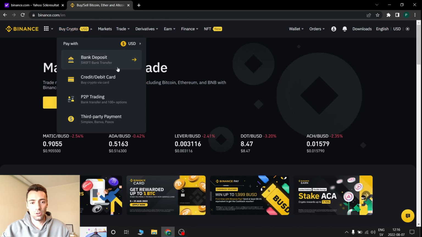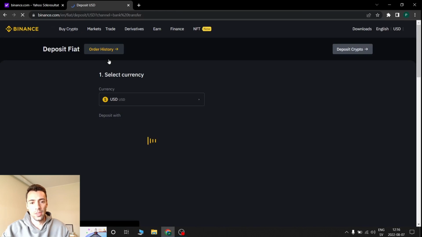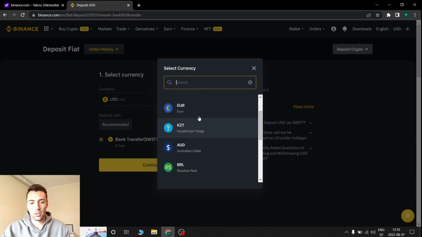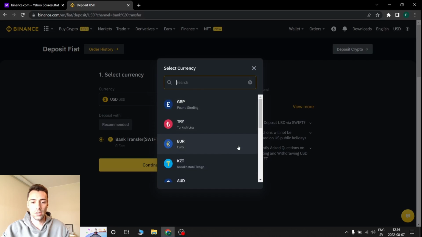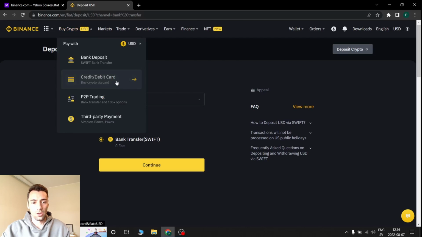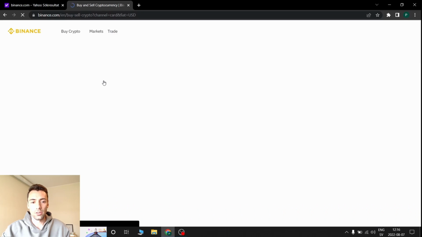Buy crypto. Actually, you can buy crypto by bank deposit. So you select the currency what you want to buy. This is dollar, this is pound, lira, euro, and other stuff. You continue and you go through the deposit link, and you can buy your crypto over there, or buy by your credit or debit card.